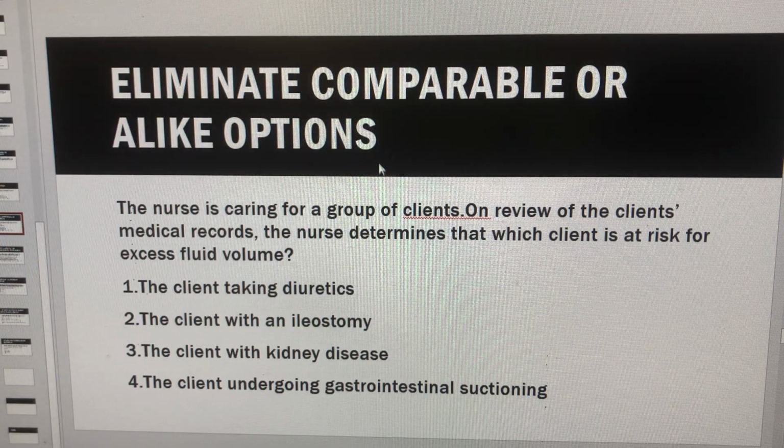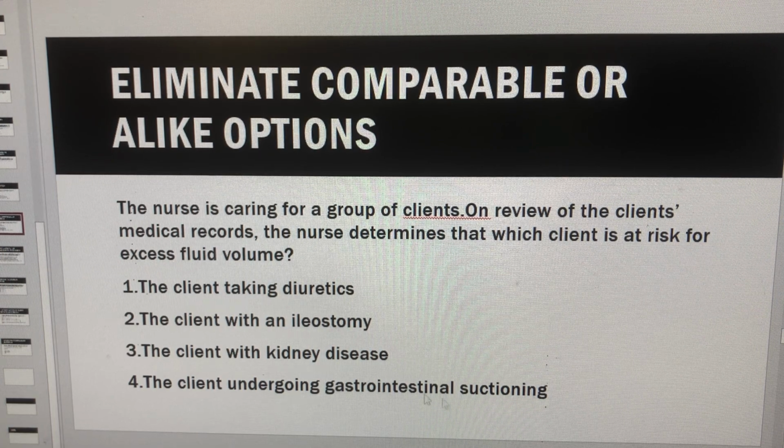Eliminate comparable or alike options. The nurse is caring for a group of clients. On review of the client's medical records, the nurse determines that which client is at risk for excess fluid volume. 1. The client taking diuretics. 2. The client with an ileostomy. 3. The client with kidney disease. 4. The client undergoing gastrointestinal suctioning.